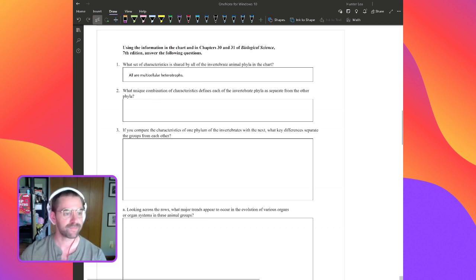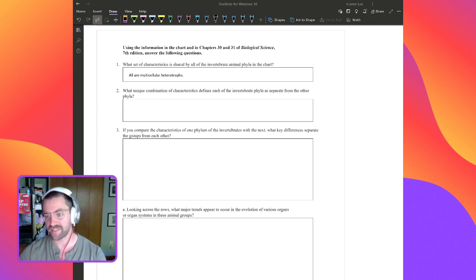I learned something today. What unique combination of characteristics defines each of the invertebrate phyla as separate from the other phyla? So if you just read down each column, you can determine the characteristics of each phylum. So no single characteristic defines each phylum. We kind of talked about that as it was seemingly moving back and forth, but rather it's the specific combination of characteristics that is unique to and defines each phylum.